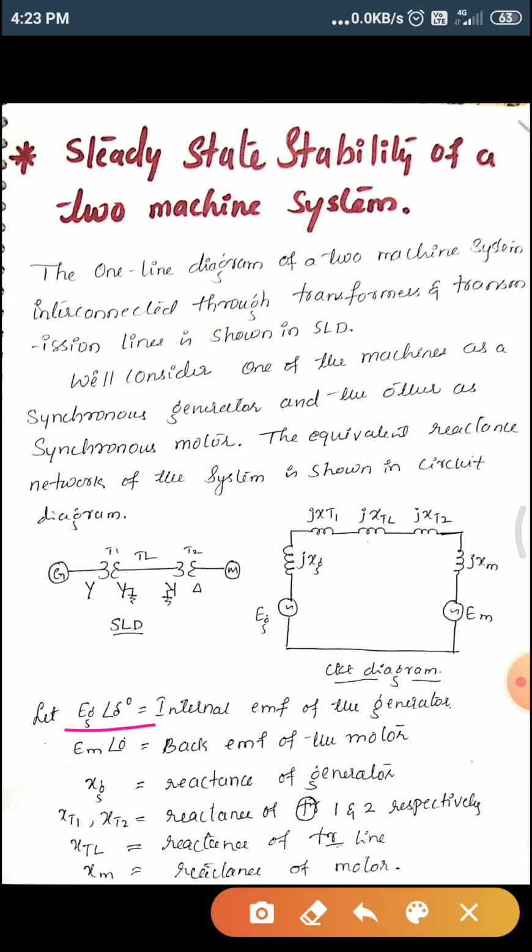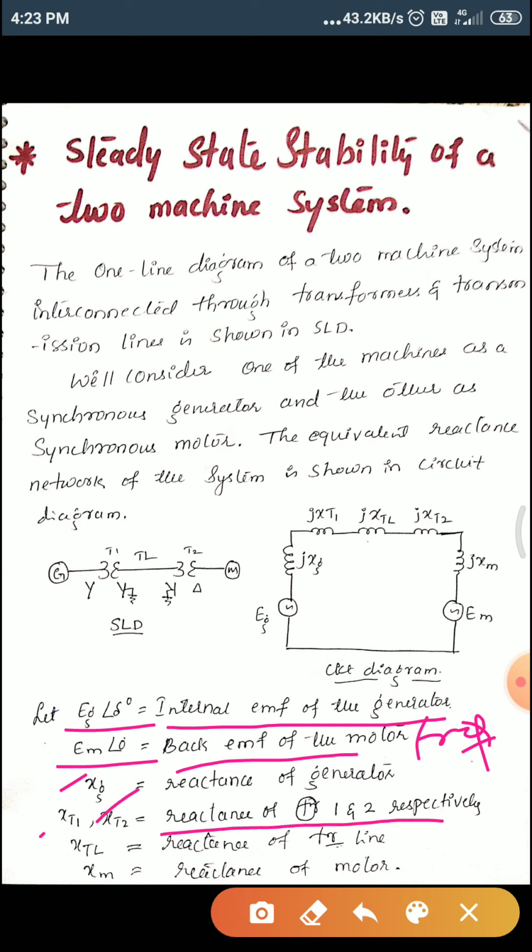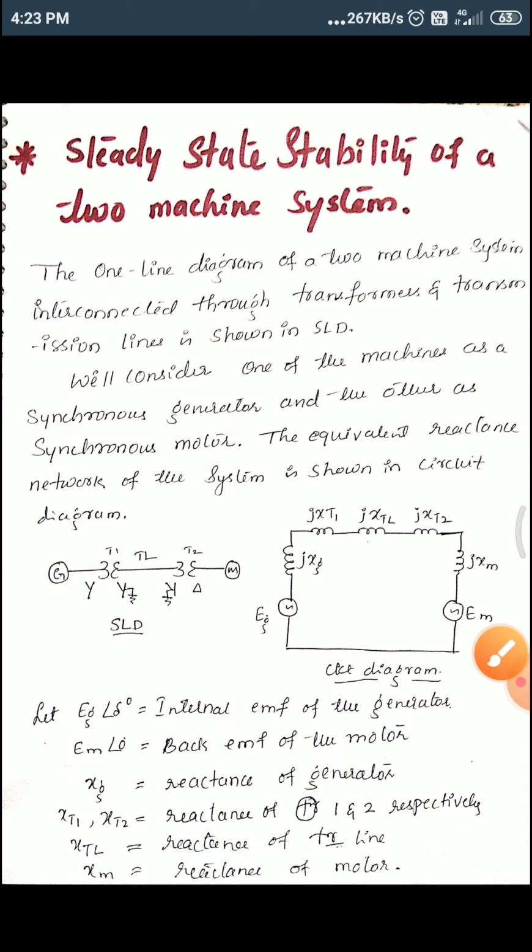Here, Ez at an angle delta degrees is the internal EMF of the generator. Em at an angle 0 degrees is the back EMF of the motor, and remember this one we are supposed to take as the reference. Similarly, xg is the reactance of the generator, xt1 and xt2 are the reactances of transformer 1 and 2 respectively, xtl is the reactance of the transmission line, and xm is the reactance of the motor.